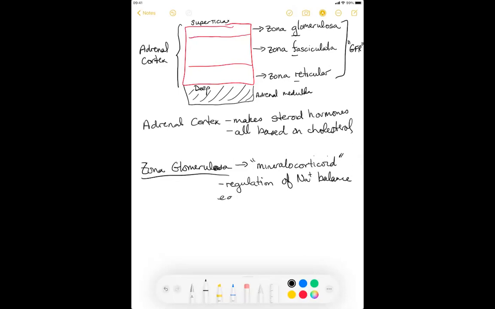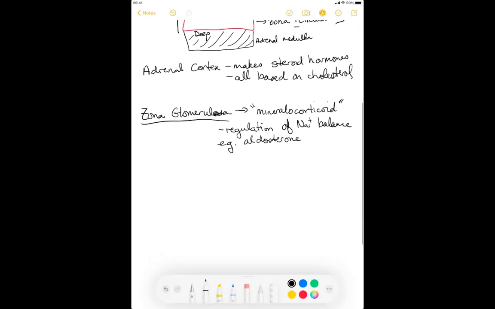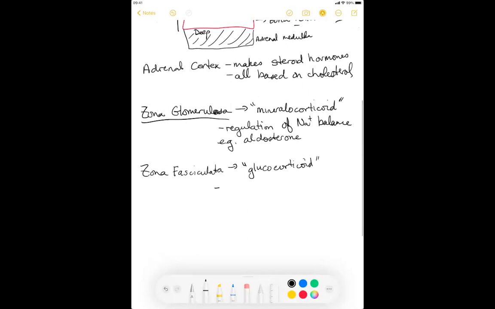And the example of the mineralocorticoid is aldosterone. The zona fasciculata makes a different type of hormone. It makes a hormone called a glucocorticoid. And this is very much involved in the stress response.